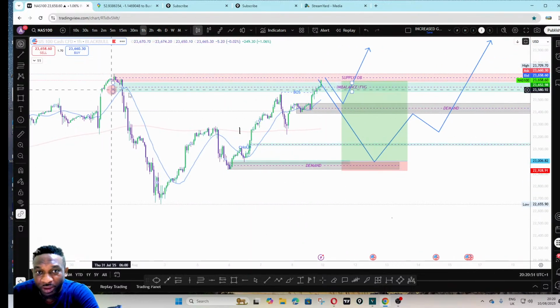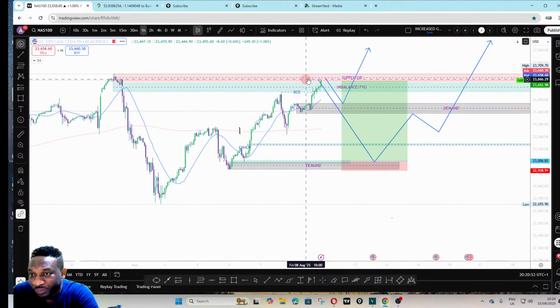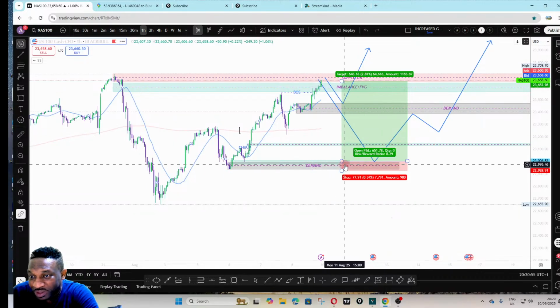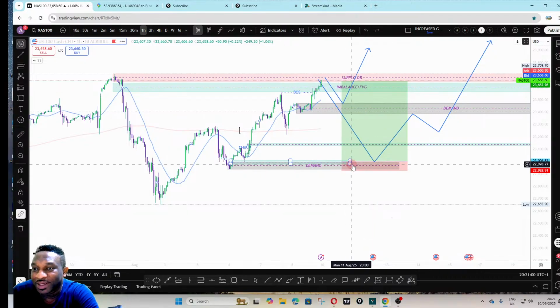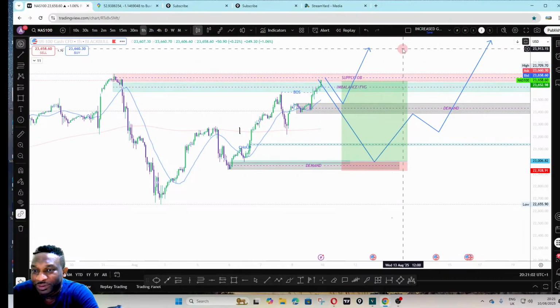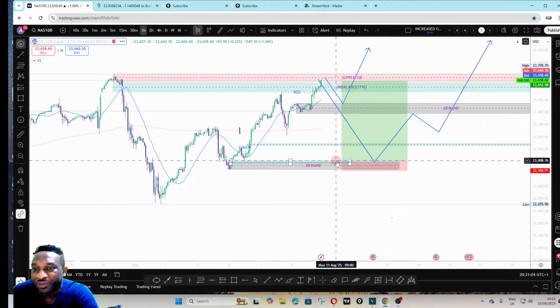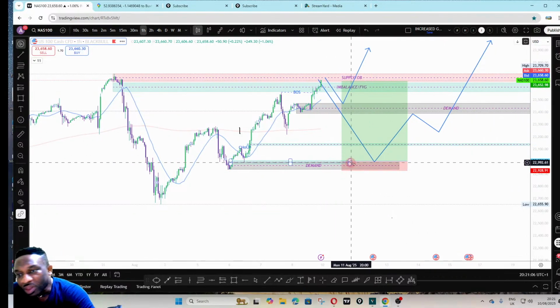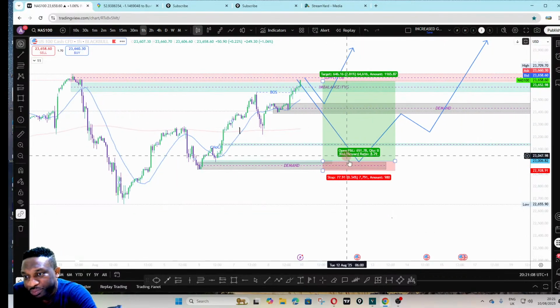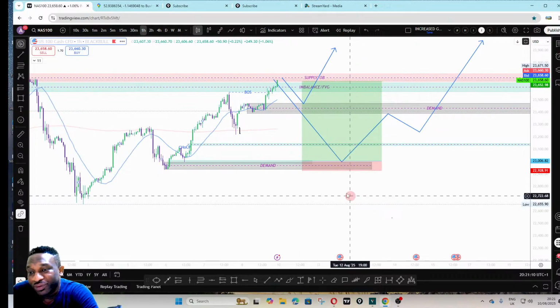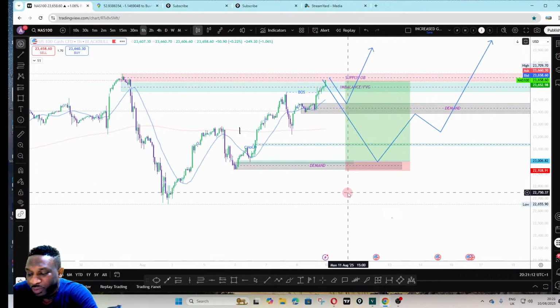So the same way on NAS, we've marked our zone. We are expecting price to come to this zone here for us to comfortably take the trade from here to the upside. If not, it could happen that price could break below here, but as I said, we trade what we see, only trade what we see.